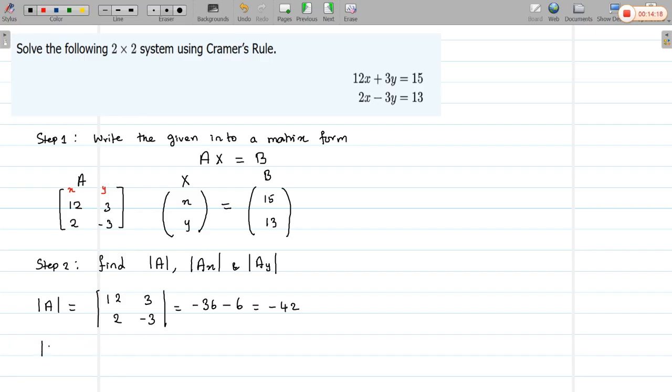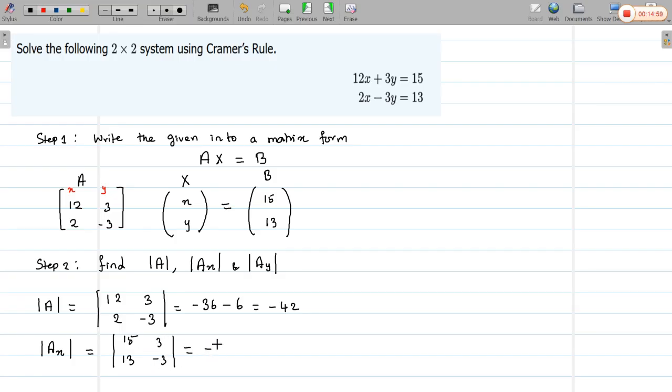We know the matrix A. Then what is the meaning of AX, the matrix? So in the matrix A, you have a variable X. Remove the column of X and replace it with B. So what is your B? 15, 13, and Y is same. There is no change in Y. Any questions?